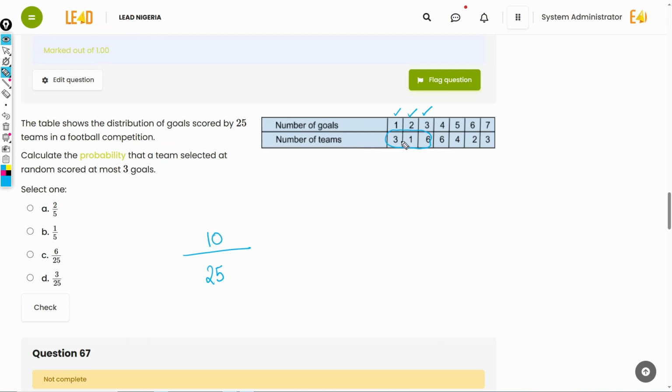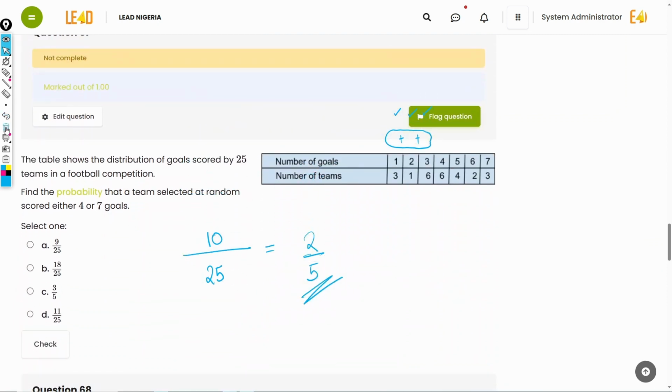So that's 3 plus 1 plus 6. So 10 teams fit in the category of those that scored at most 3 goals. If I reduce this, I would have just 2 out of 5. So 2 out of 5 is the correct answer, A.